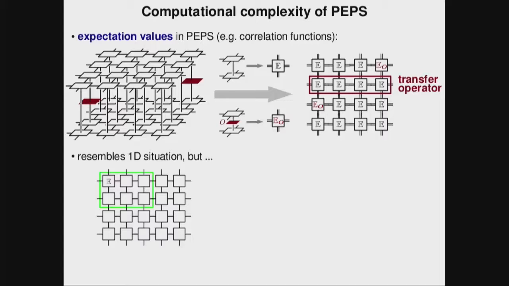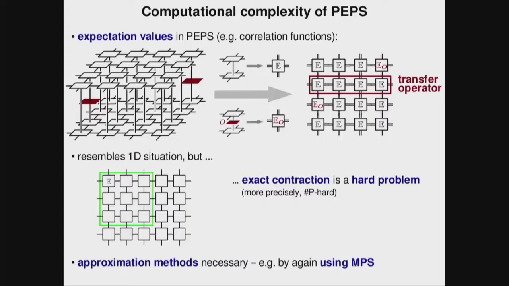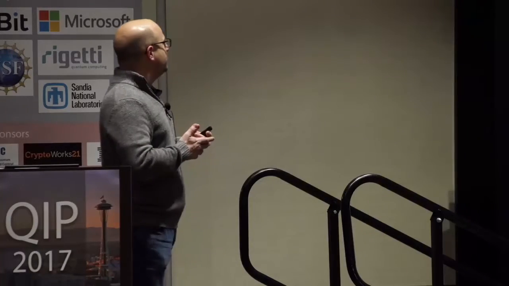So it is prohibitive doing these calculations for big systems. Indeed, it turns out it's a computationally hard problem. This contraction problem contains instances which are computationally hard, so you cannot expect to do it efficiently in the general case. So in these cases, we have to resort to approximation techniques to compute expectation values. For instance, you could cut this into 1D slices and try to approximately diagonalize this transfer operator by, again, treating it as a one-dimensional object and using matrix product states for this computation.